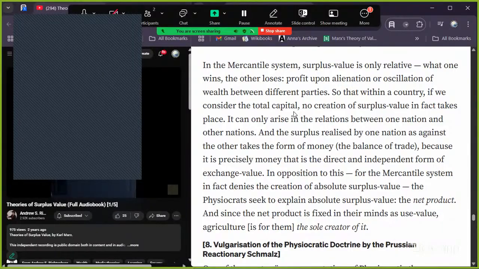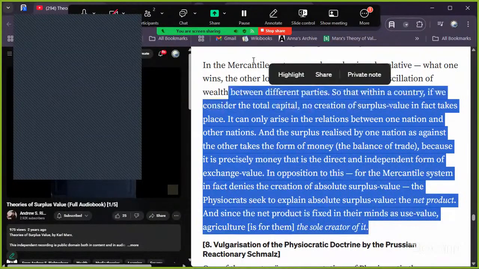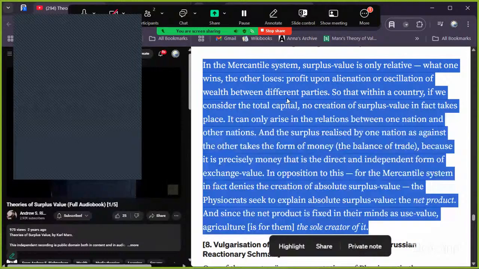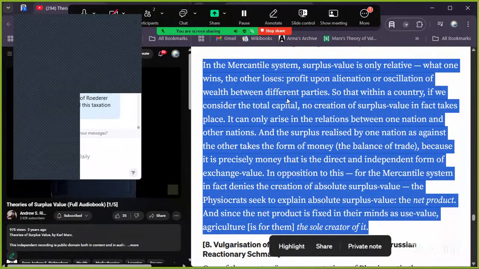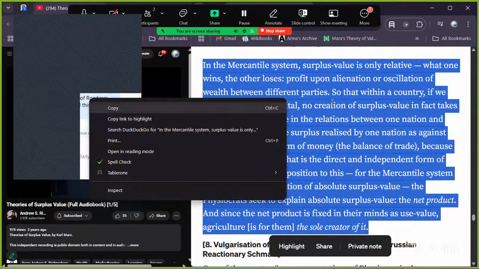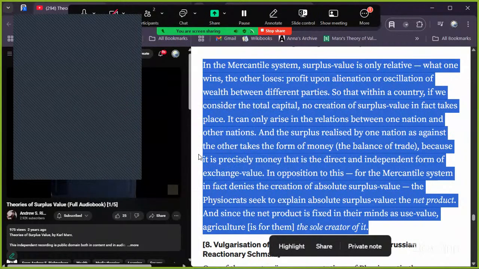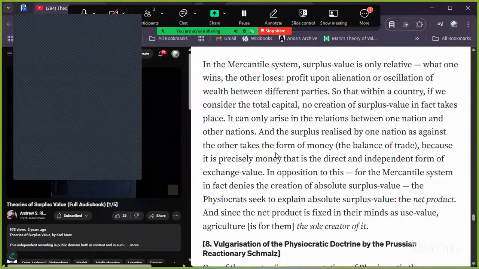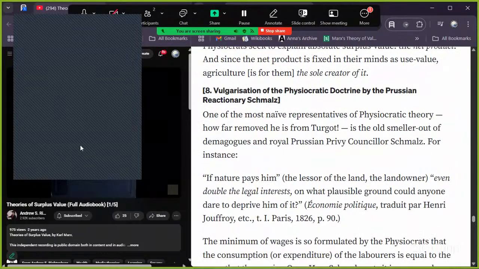In opposition to this, for the mercantile system in fact denies the creation of absolute surplus value, the physiocrats seek to explain absolute surplus value, the net product. And since the net product is fixed in their minds as use value, agriculture is for them the sole creator of it.